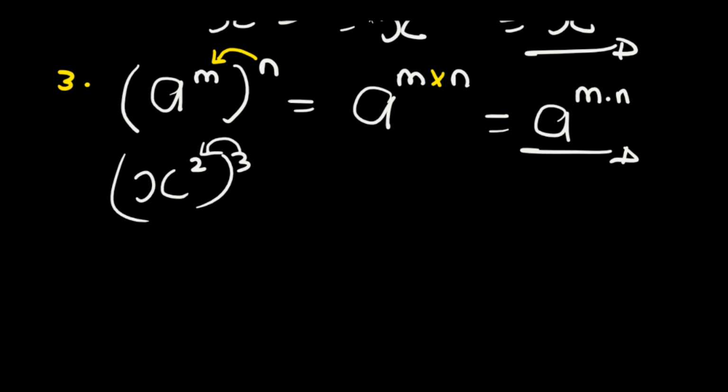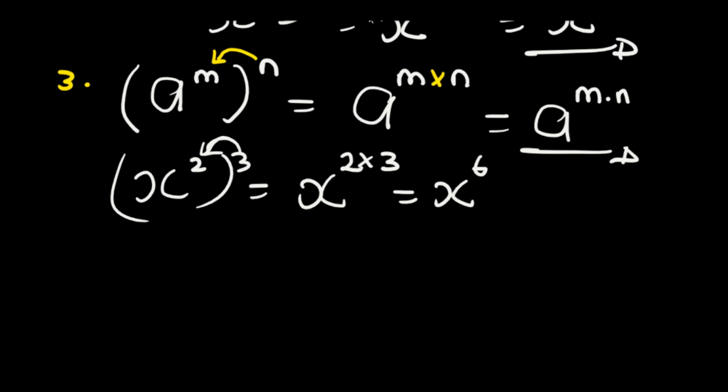So meaning that you're going to have x to the power of 2 times 3, right? And then it's going to be x to the power of 6, right? I want you to note something. This 3 doesn't just multiply the power of x, it multiplies everything.